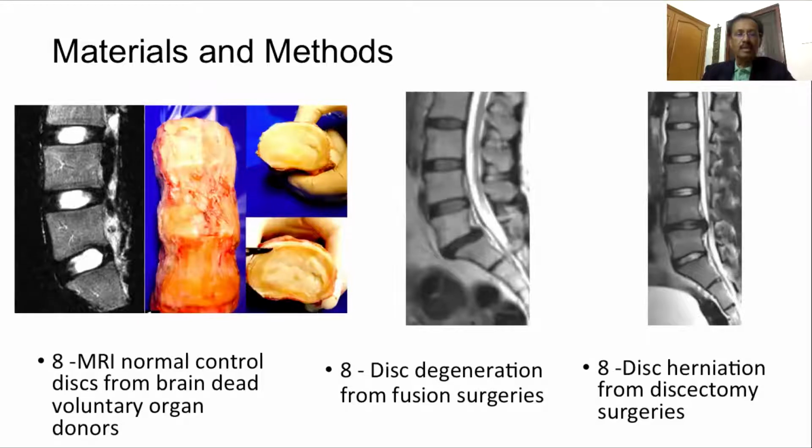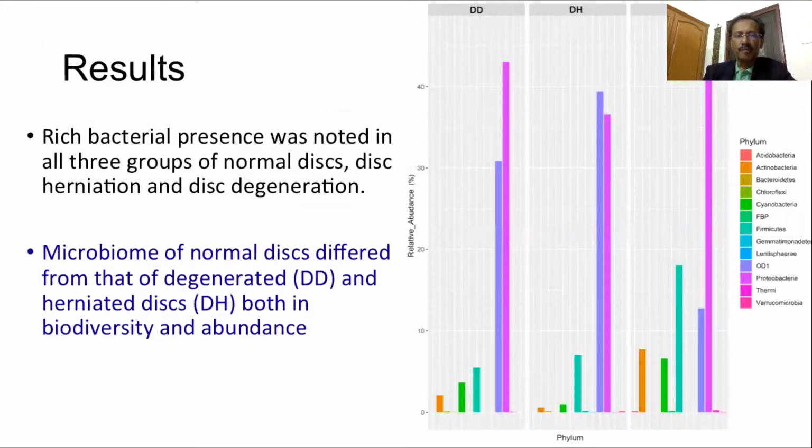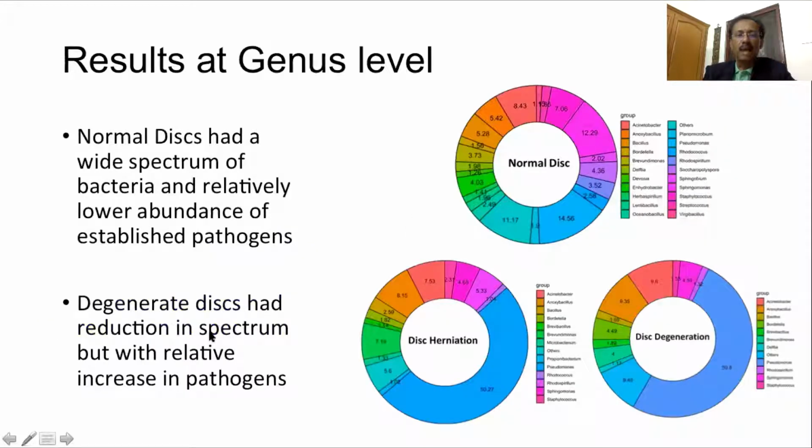We looked at 8 MRI normal control discs, 8 degenerative discs, and 8 herniated discs, which were all harvested under sterile precautions and immediately snap frozen. What we found was that there was a rich bacterial presence in all three groups, and even in the normal discs, which showed that even in health, the normal lumbar disc has a good presence of bacteria. But the microbiome of normal discs differed from that of the degenerated and herniated discs, both in biodiversity and abundance.